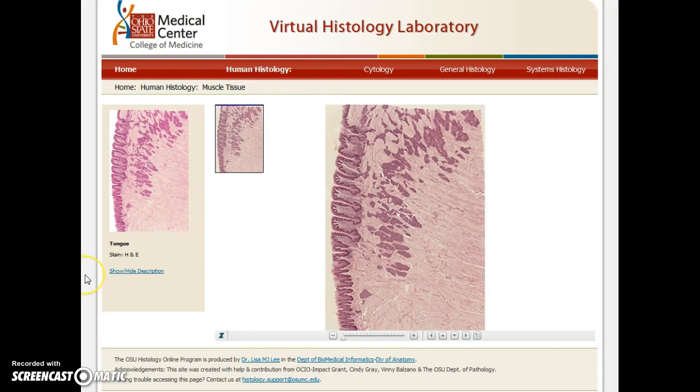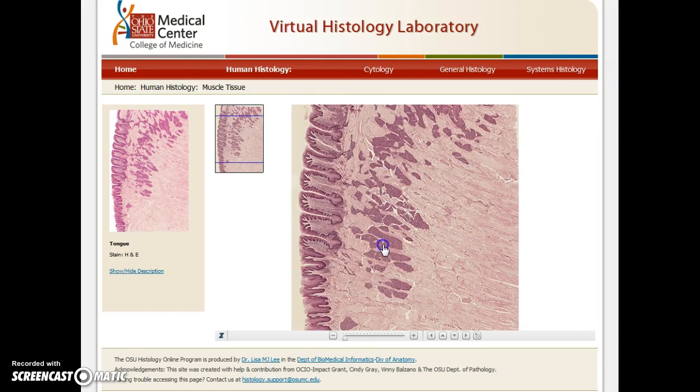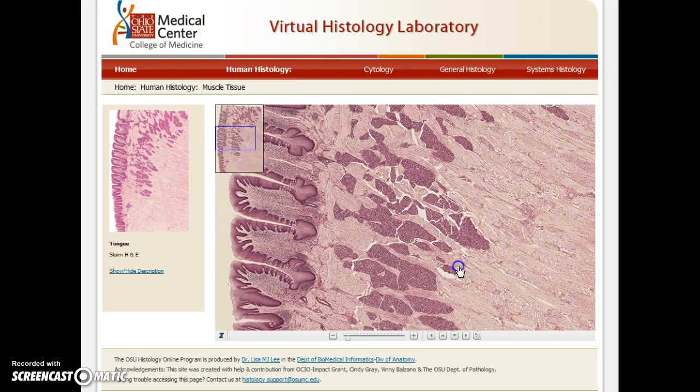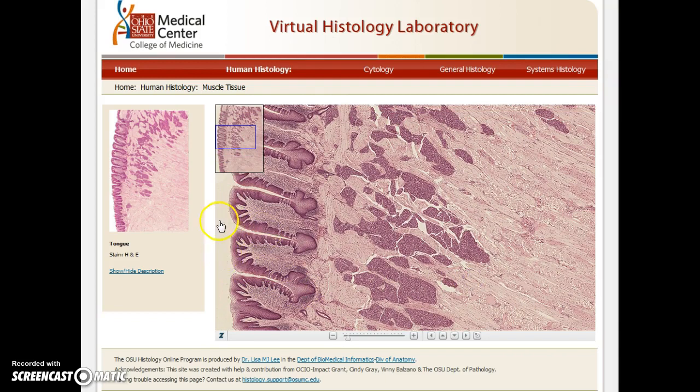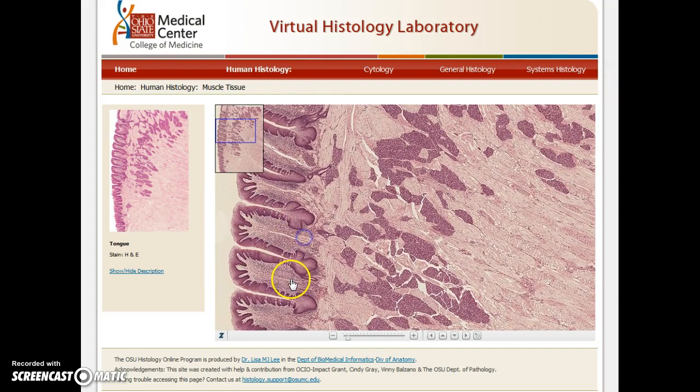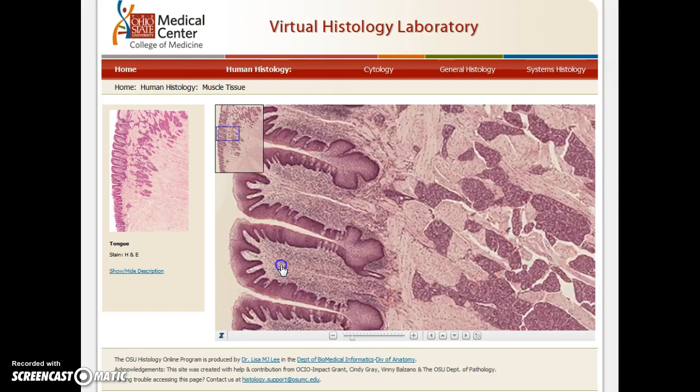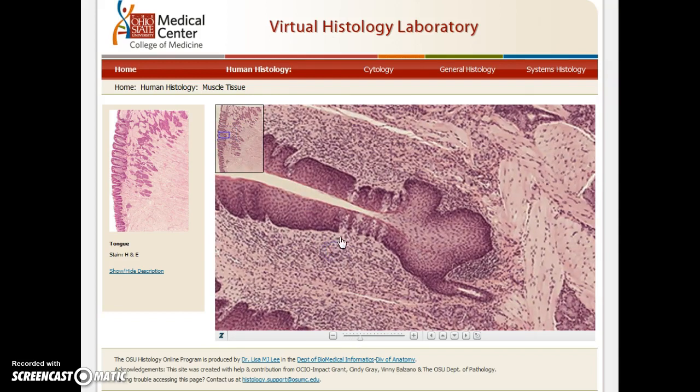Okay, I've come to the Ohio State University Medical Center website, and this is a slide of the tongue. This is all the skeletal muscle down here that allows you to move your tongue. But what we're looking for are these papillae on the surface. So this is the outer surface of your tongue here. And these peg-like structures are the papillae. And then located on these papillae, and here most of them are at the base, I see these little structures here, and these are the taste buds.